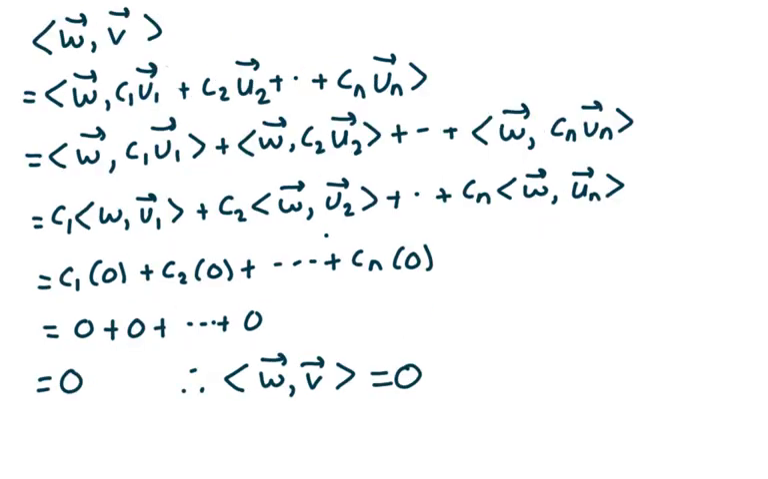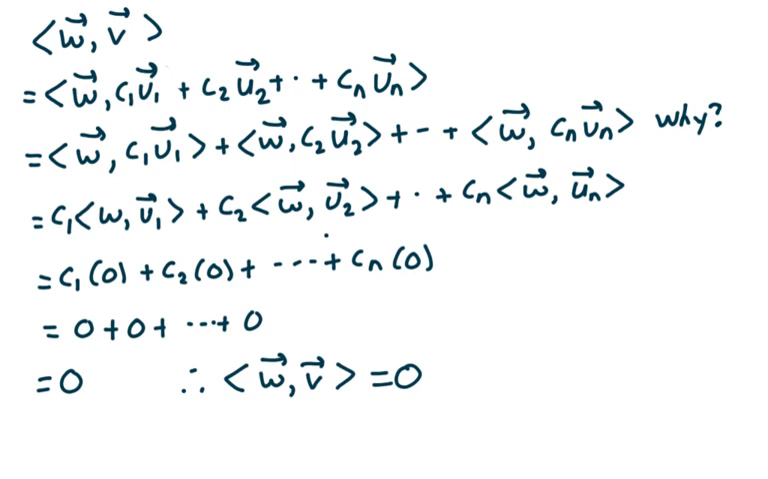Now, let's take a look at the inner product of W and V. This is the inner product of W and c1 u1 plus c2 u2 plus all the way through cn un. But we can break that apart. So this is equal to the inner product of W and c1 u1 plus the inner product of W and c2 u2 plus all the way through the inner product of W and cn un. And so one question I have is, why is that step true? And I'll leave that for you guys.